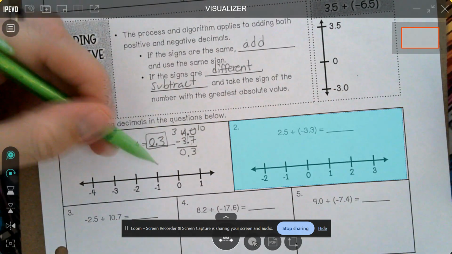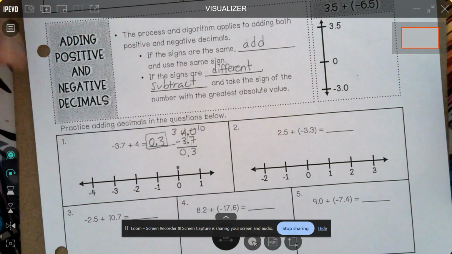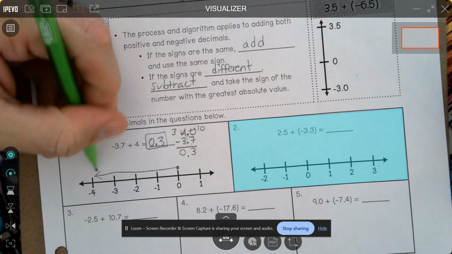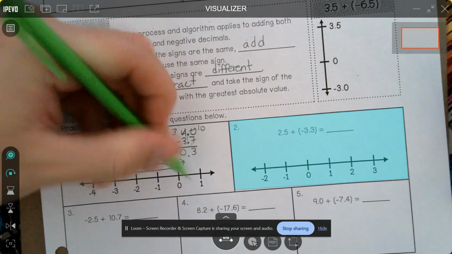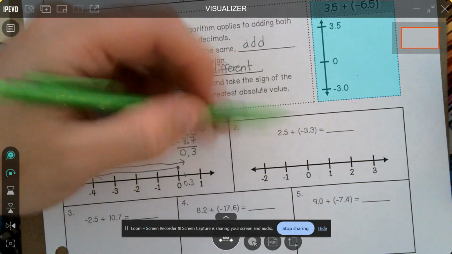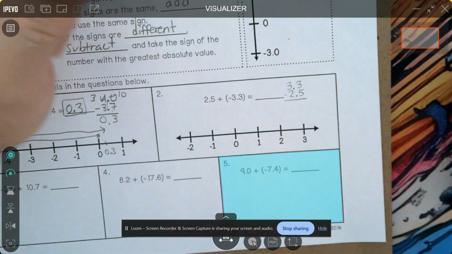Okay, we're going to do the number line real quick just to show what that looked like. So put a 0 there, go left 3.7. It's about right there. And then we go right 4. So 0.3 would be about right there. Okay? You do number 2. You set it up and check with my answers. That's how you should have set it up.